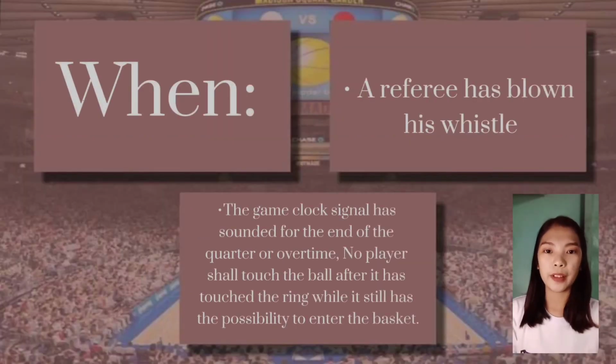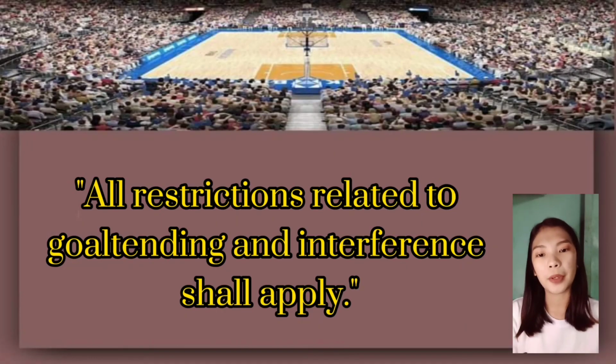There is a signal when goaltending or interference happen, like for example, when a referee has blown his whistle while, first, the ball was in the hands of a player in the act of shooting, or the ball was in flight on a shot for a field goal or in a last free throw. Next is when the game clock signal has sounded for the end of the quarter or overtime. No player shall touch the ball after it has touched the ring while it still has the possibility to enter the basket. Reminder: all restrictions related to goaltending and interference shall apply.